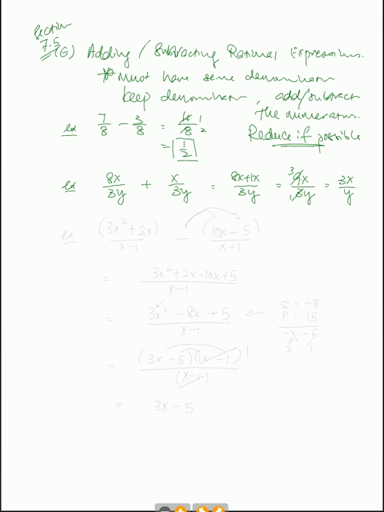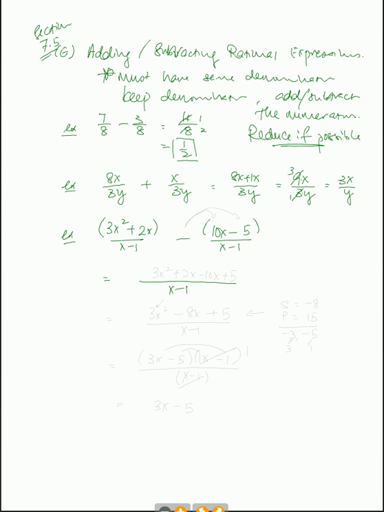Okay, let's look at something a little bit bigger. So let's try something like, what if I gave you (3x squared plus 2x) over (x minus 1) minus (10x minus 5) over (x minus 1). So you notice that again, their denominators are the same. And so once they're the same, you're going to subtract the numerators.